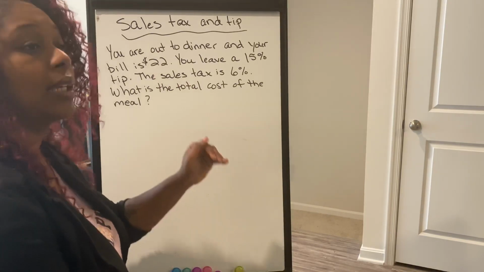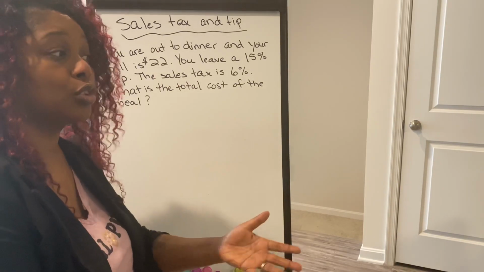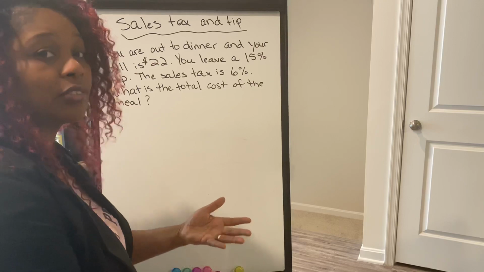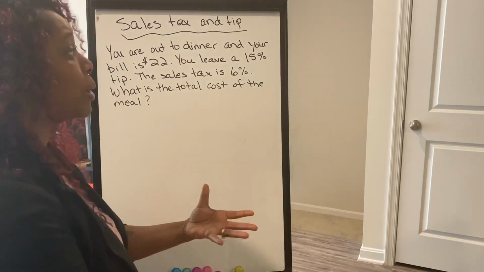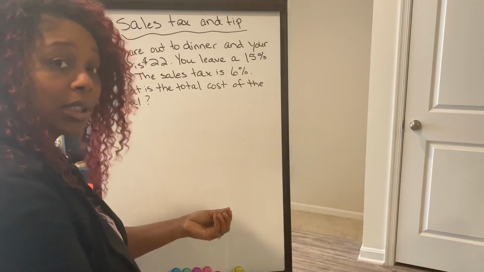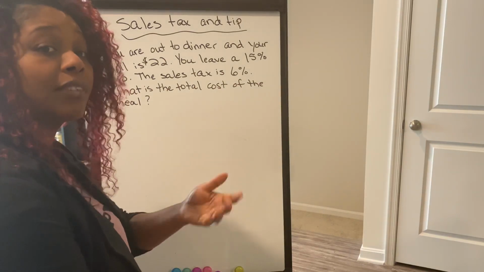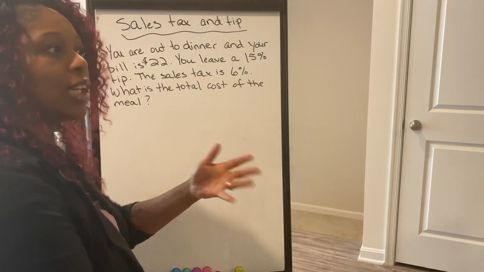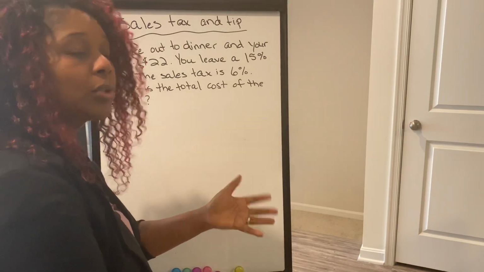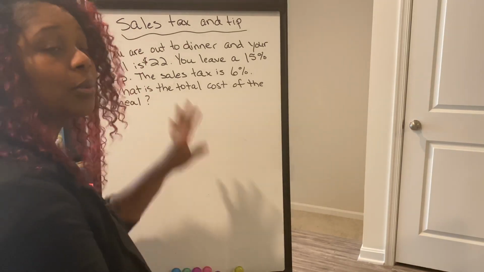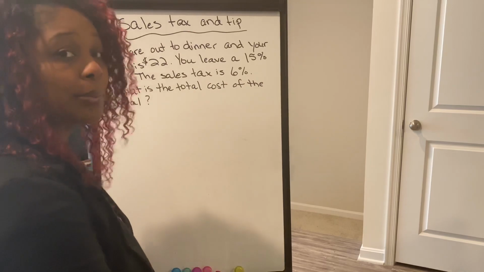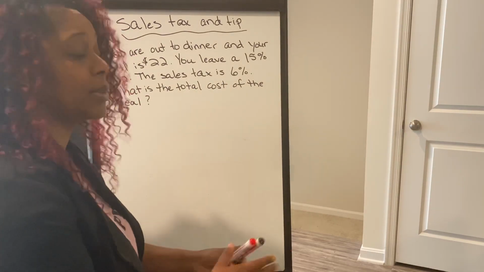The tip is something you give the person who gave you the food or who delivered the item, because a lot of people work on tips only. The money that they earn is money you give them for, okay, you did a good job. Thank you for giving me my food. Here's a tip. That's what sales tax and tips are in their basic forms.